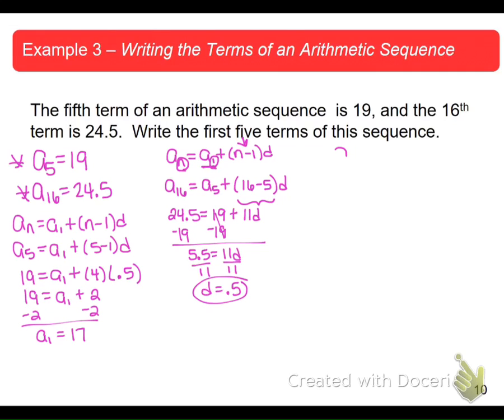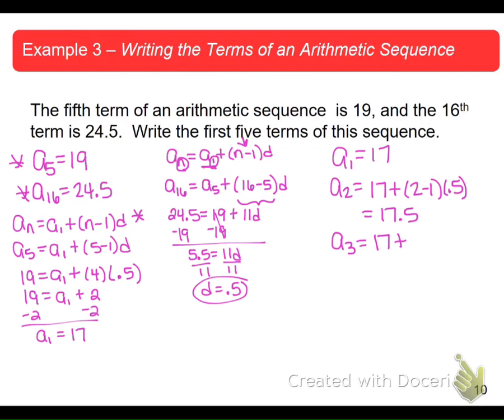If you're going to use your formula, you know a sub 1 is, we said, 17. A sub 2 then is a sub 1 using this formula from over here. A sub 2 is equal to a sub 1 plus n minus 1 times your common difference. And when you work that out, you would get 17.5. A sub 3 is your first term plus n, which is now 3 minus 1 times the common difference. Work that out and you get 18.